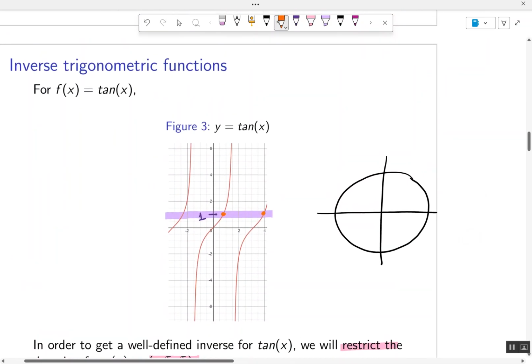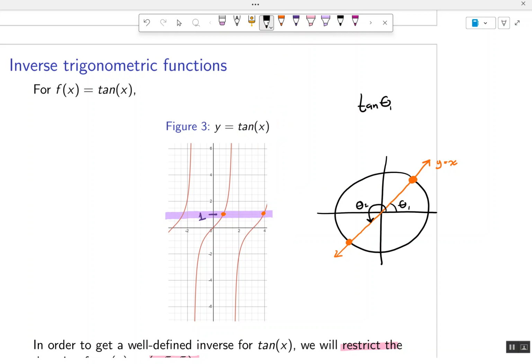We'll do the same thing for tangent. So in this graph right here, which angle measure has a tangent of 1? So here is the line y equals x. Along the line y equals x, the slope is 1. And so this angle, which I will call theta 1, and this one, which I'll call theta 2, have the same tangent.